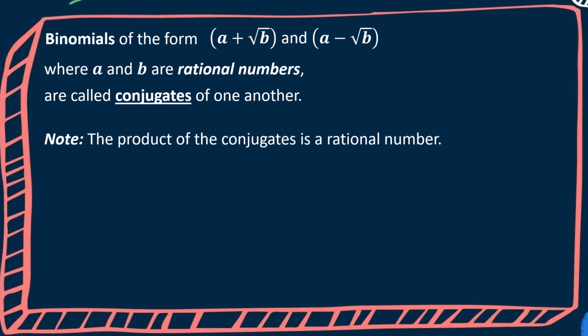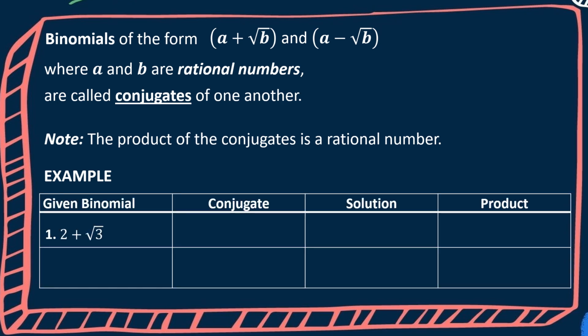Take note that in this case, the product of the conjugates is a rational number. Example: given binomial is 2 plus square root of 3. Its conjugate is 2 minus square root of 3. For our solution, we get the square of the first term minus the square of the last term. Or we may show it as 2 times 2, which is equal to 4, positive square root of 3 times negative square root of 3 is equal to negative square root of 9.